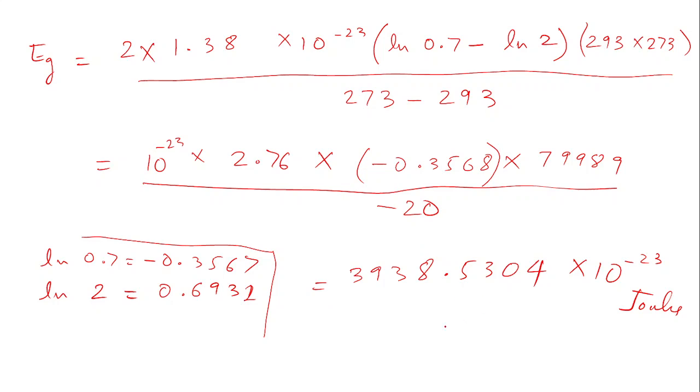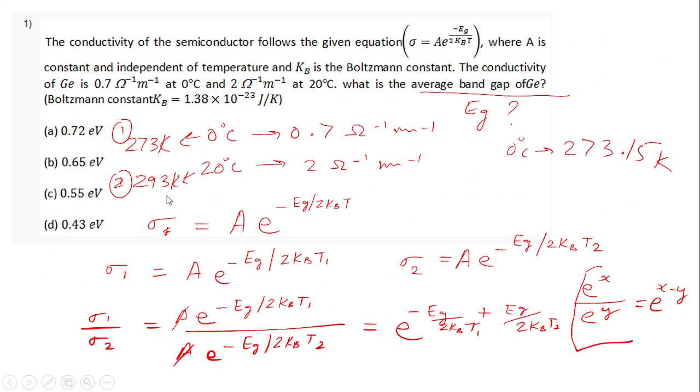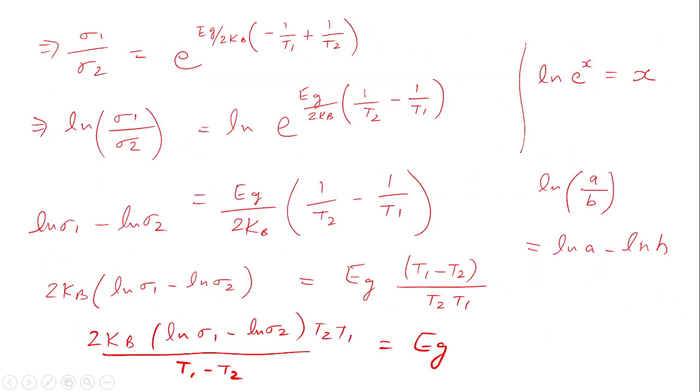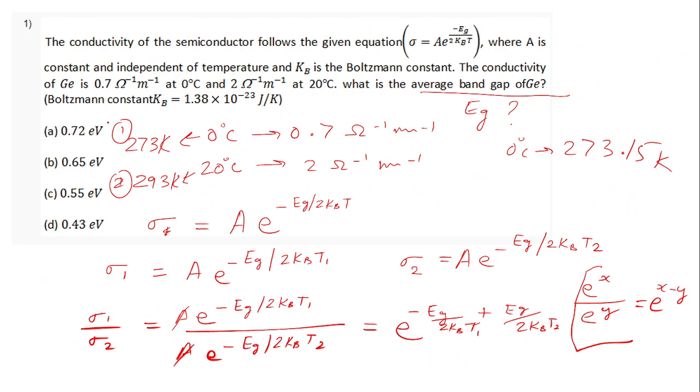And then ultimately the answer options here are in electron volt, and we know that 1 electron volt is 1.6 into 10 to the power minus 19 joules. So to convert it into joule, we'll divide by this, and thus we'll get the answer of 0.72 electron volt. And A will be the correct answer.